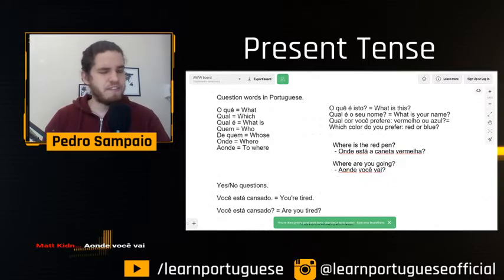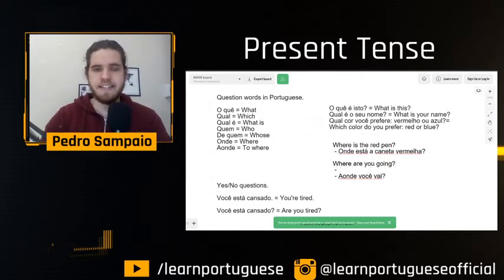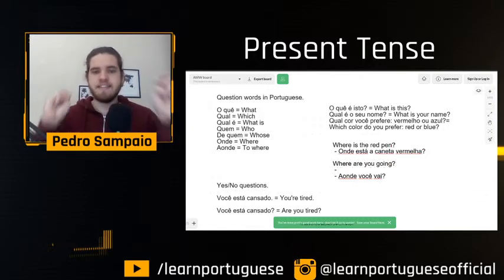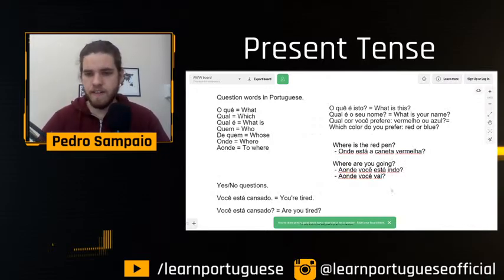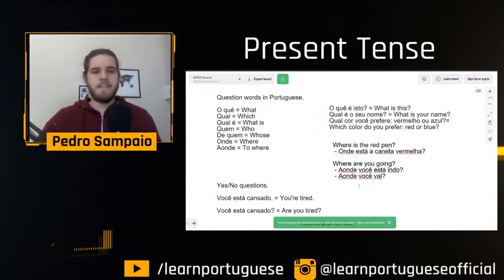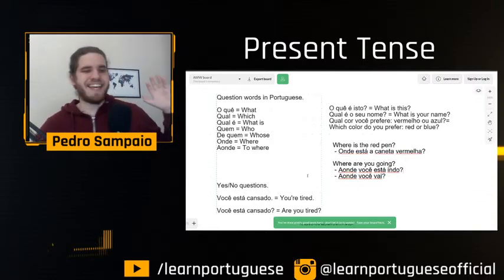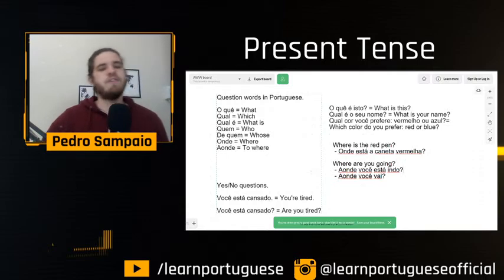So "aonde você vai" is a bit more informal. It means the same thing. It means where are you going? But let's say the grammatically correct way to say that would be "aonde você está indo." "Aonde você vai" works as well. Yep, so "aonde" indicates movement always, whereas "onde" is just the location.